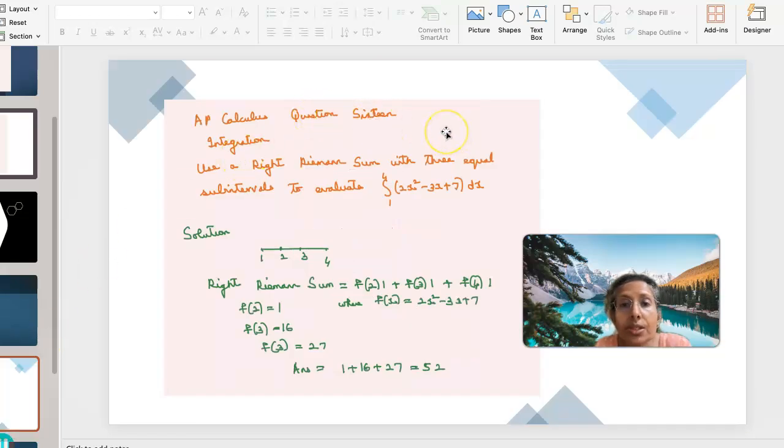AP Calculus question 16. This is on integration. Use a right Riemann sum with 3 equal subintervals to evaluate the integral from 1 to 4 of 2x squared minus 3x plus 7 dx. So the intervals will be 1 to 2, 2 to 3, 3 to 4. So the right Riemann sum will be f(2) into 1 plus f(3) into 1 plus f(4) into 1, where f(x) is 2x squared minus 3x plus 7. So f(2) becomes 9, f(3) becomes 16, and f(4) becomes 27. So substituting here, you get 9 plus 16 plus 27, which is 52.